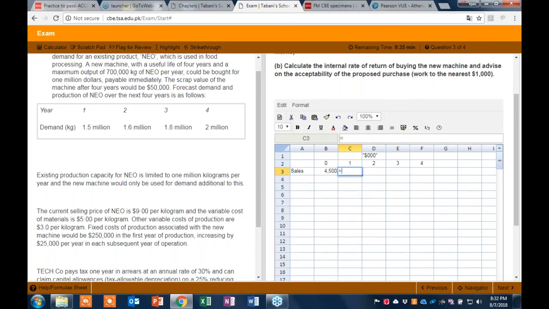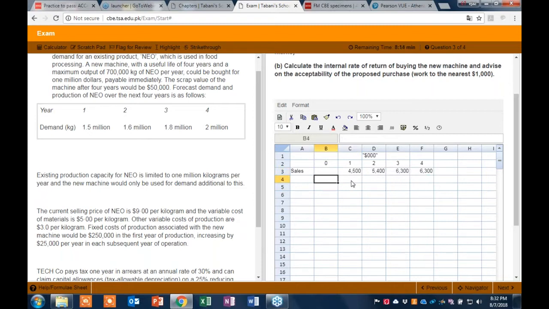Then for the second year, it is 600 into 9. Then it's 700 into 9 for both next 2 years. So just copy paste. Okay, I think I've made a mistake, so I'll just cut it and write it here.